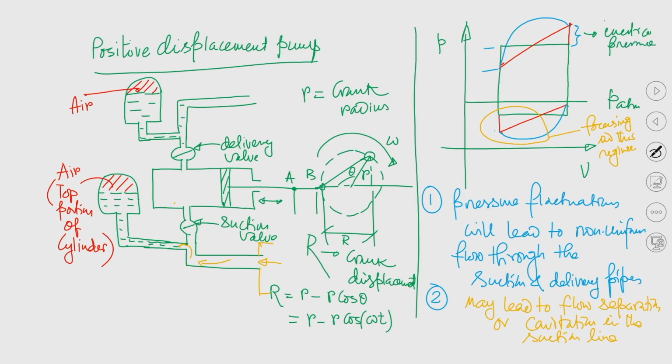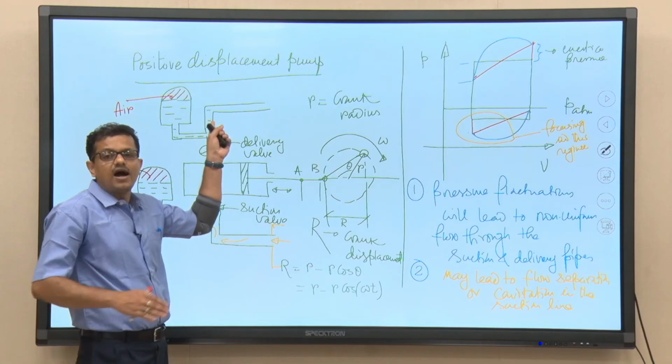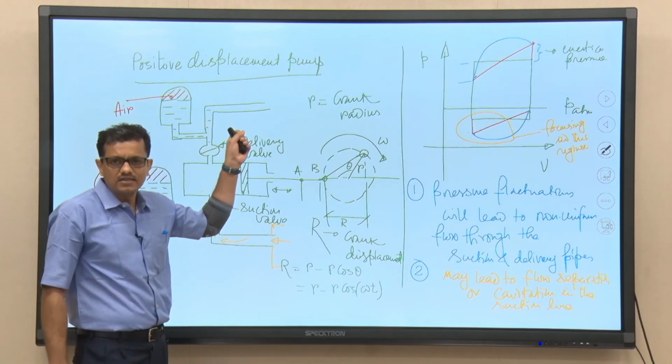That is due to acceleration, right. So, it is quite expected that at the beginning of the delivery stroke, the flow rate through the delivery pipeline will be higher than the average flow rate, is not it.